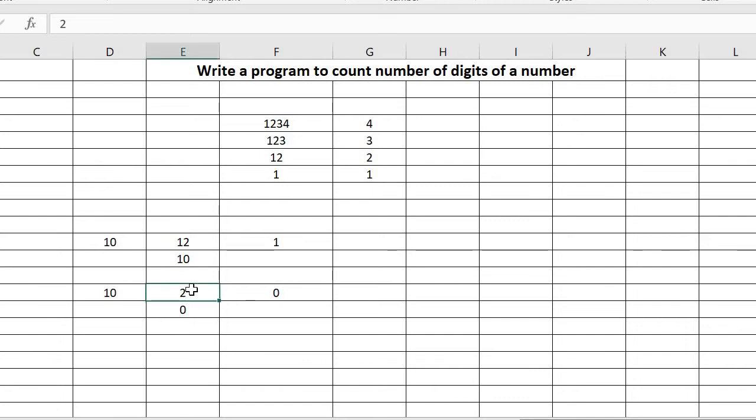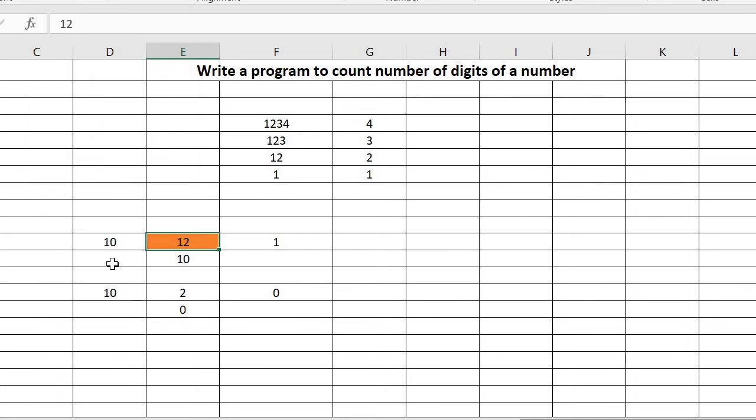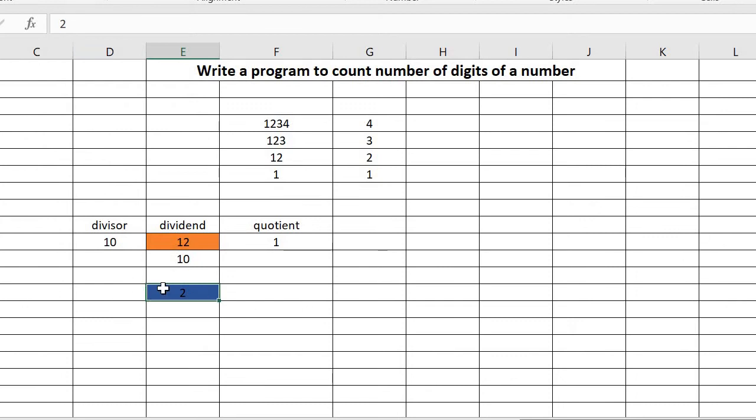Here I have taken this as the dividend. So I will mark this dividend like this, and I will write over here that this is the dividend. This is the divisor. This is the quotient, right? And this was the remainder taken before. I will mark this remainder with blue color. Okay, this is the remainder.